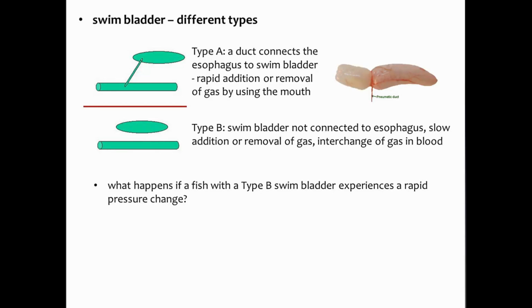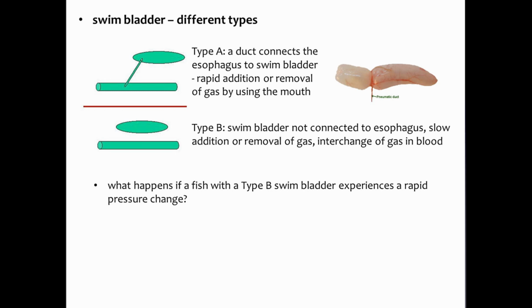There are two different types of swim bladders. There's type A and type B. Type A, what we see is there's a duct that connects the esophagus. So when you breathe in your mouth, air and even food and stuff will travel down your esophagus. What happens in type A is that the esophagus is connected to the swim bladder.